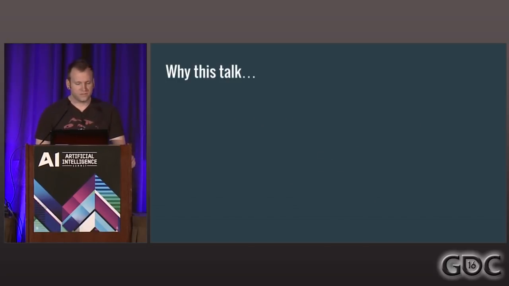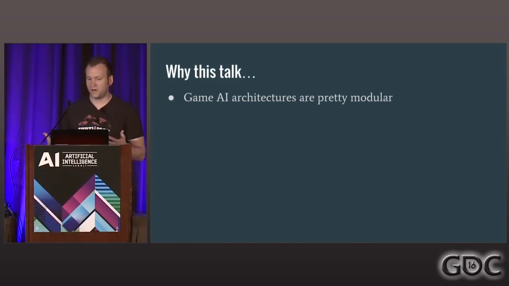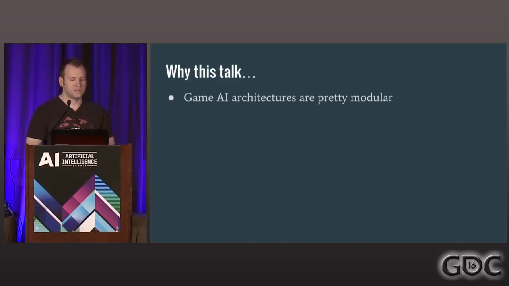So why this talk? Well, I think game AI architectures are pretty modular. We have behavior trees, finite state machines, planners. All these things are modular systems, and modular systems come with a lot of benefits. We get code reuse, flexibility, ease of character creation, and so on.